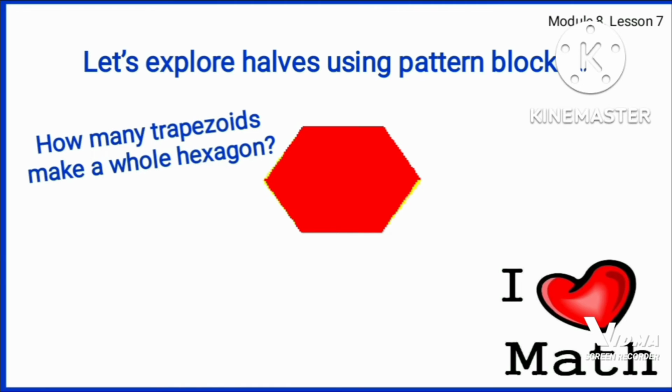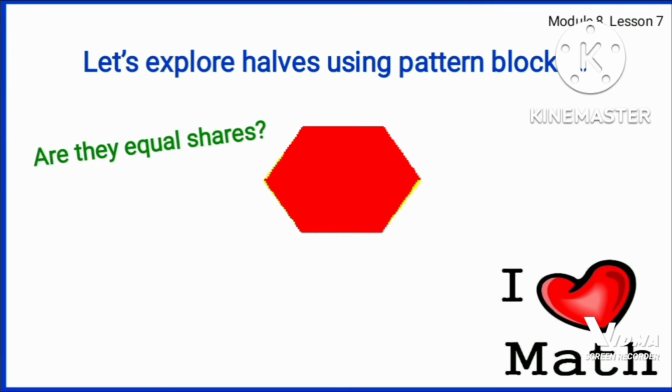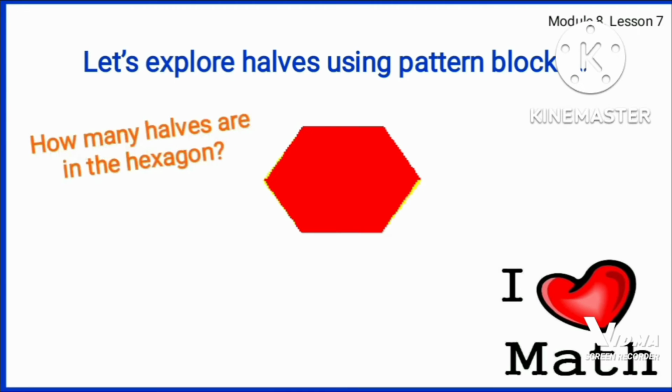So how many trapezoids make a whole hexagon? 2. We use 2. Are they equal? Yes, two equal halves. So how many halves are in the hexagon now? Two.